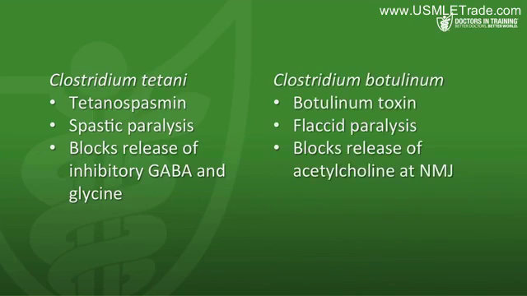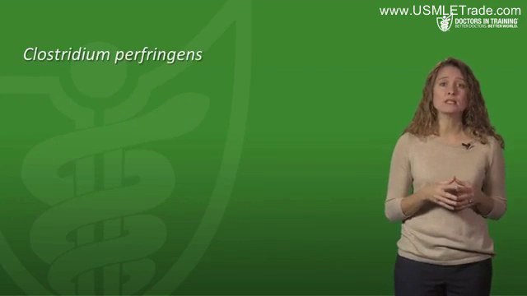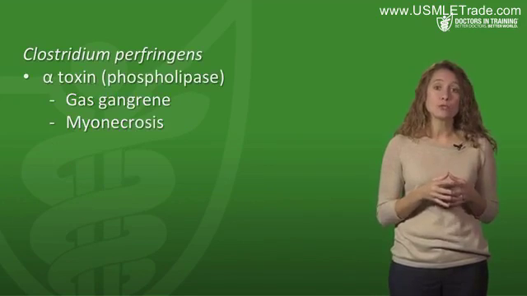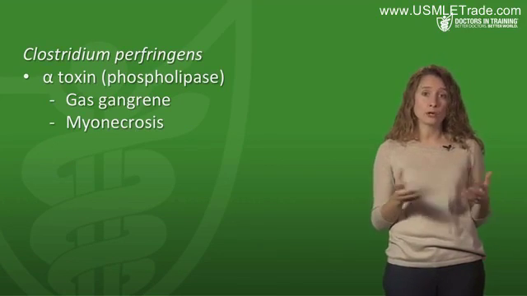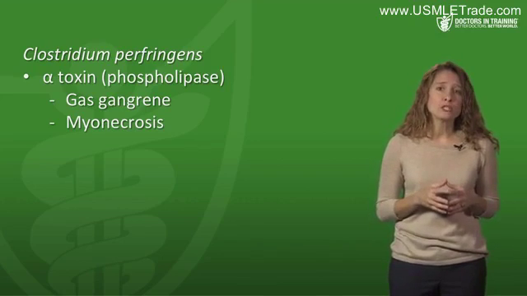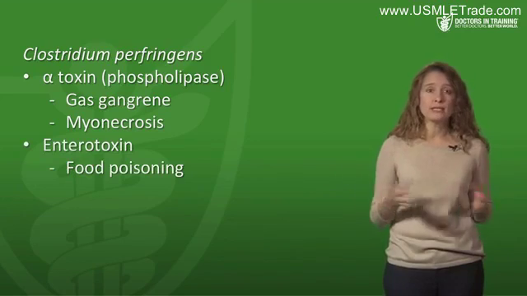Clostridium botulinum releases botulinum toxin that causes flaccid paralysis by blocking acetylcholine release at the neuromuscular junction. Now for one last Clostridium species, let's talk about Clostridium perfringens. Clostridium perfringens can produce alpha toxin, a phospholipase that causes gas gangrene and myonecrosis. It can also make an enterotoxin that's responsible for a large number of food poisoning cases.